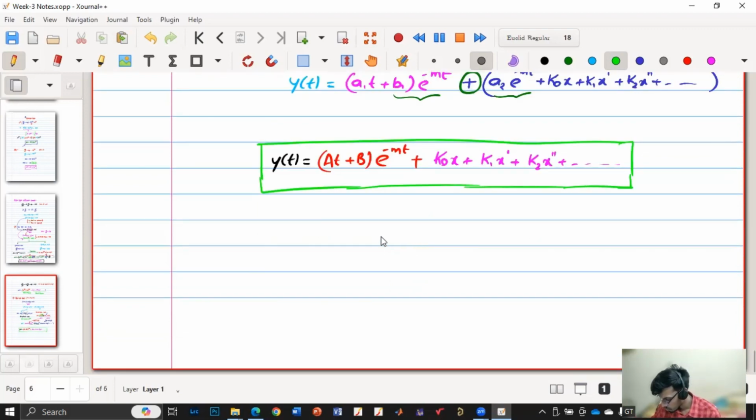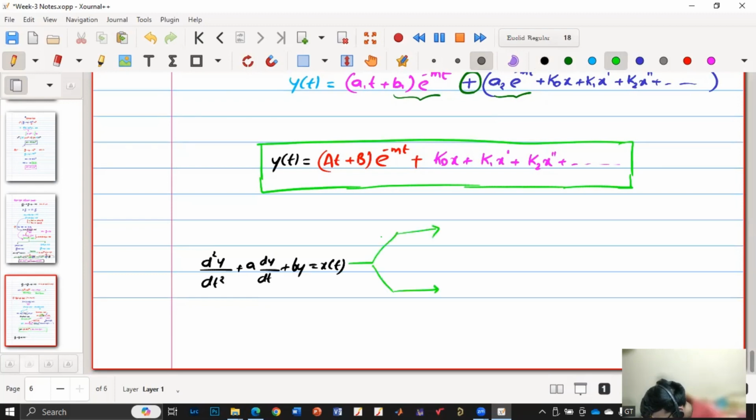So if we want to again write the equations or the solution, d square y by dt square plus a dy by dt plus by is equal to x of t. Now we got two scenarios. One is the solution m1 is equal to m2, and the other one is m1 not equal to m2.